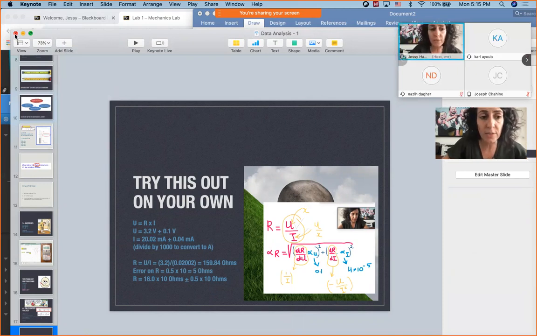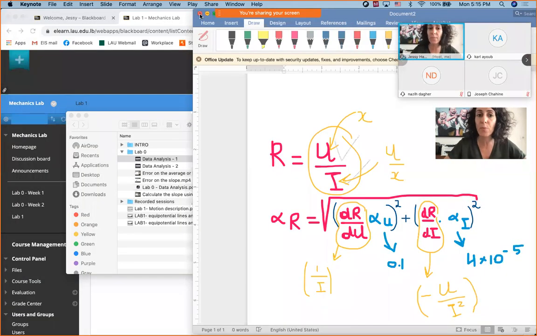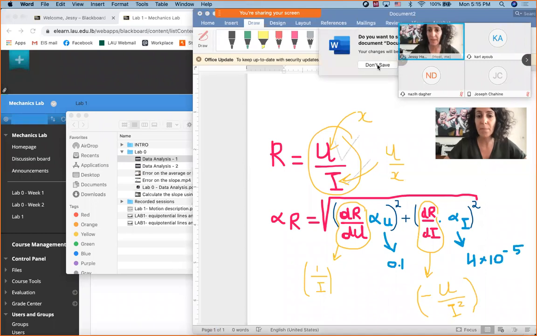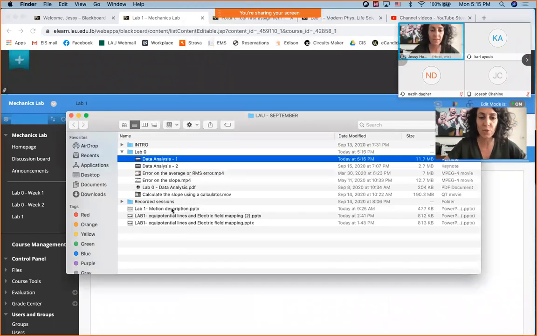All right. That's it for data analysis. I know that your class needs a lot of practice, so maybe include a practice every week. Now it's time to move to lab 1. This is it, description of motion.